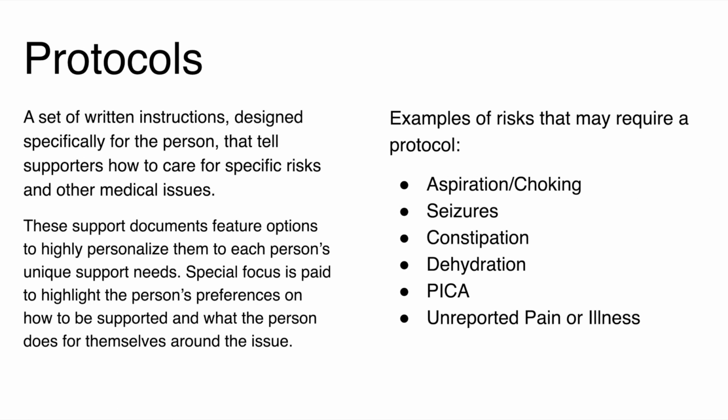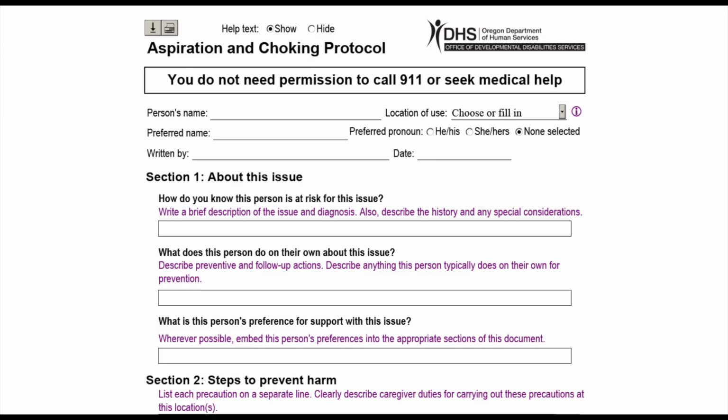The annual review of these forms shows that they are updated for the individual and shows that they are available for staff and caregivers who support this individual, that know how to address known risks and help keep the child safe. This is an example of an aspiration and choking protocol. There are clear instructions on how to fill this form out on the Oregon ISP website.